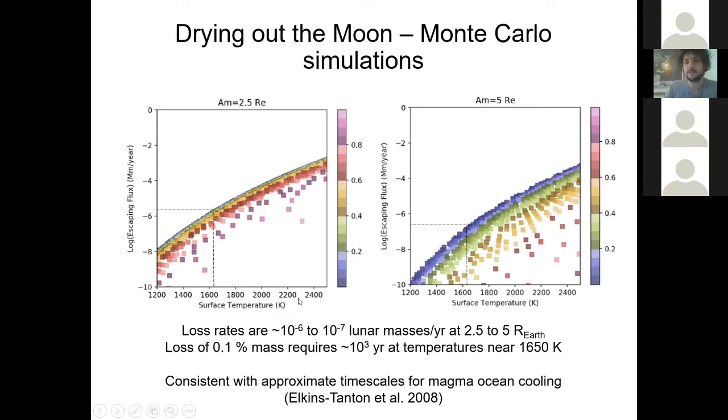So if atmospheric loss was to have occurred around this distance, then losing 0.1% of a lunar mass requires about 1,000 years if the temperature was at about 1650, as indicated by the abundances of the moderately volatile elements. And indeed, these 1,000-year timescales are actually quite similar to those that we would expect for magma ocean cooling timescales. So the magma ocean crystallizes and loses heat over time, and this process is relatively short-lived.